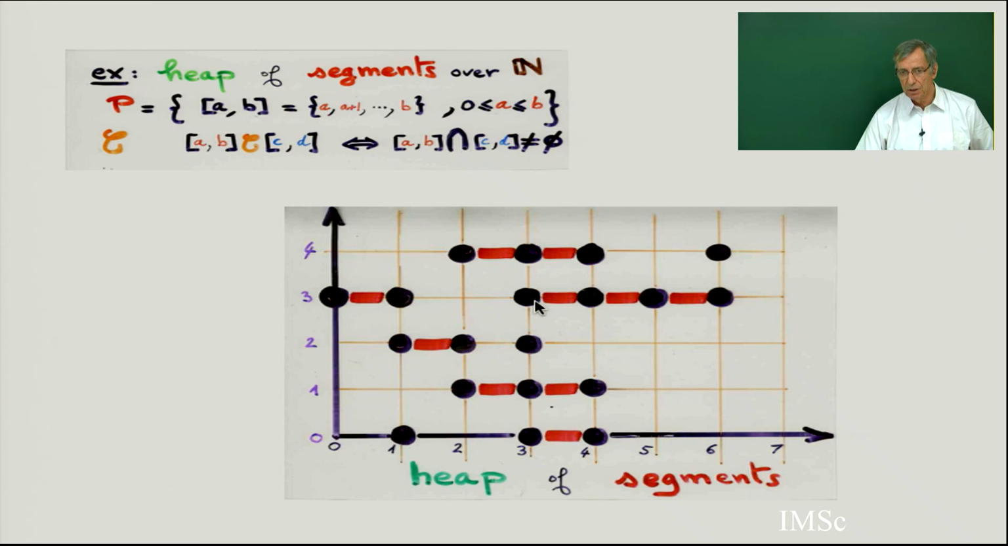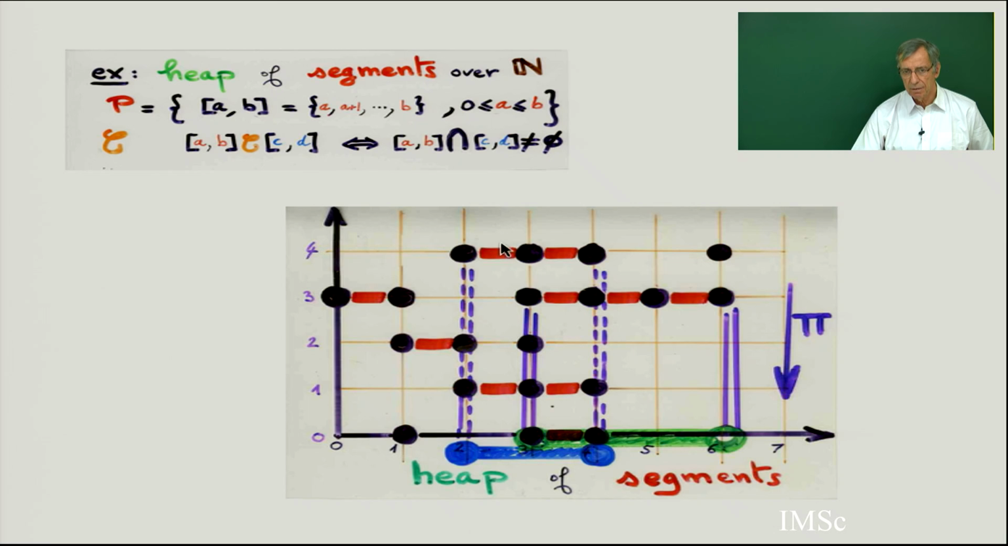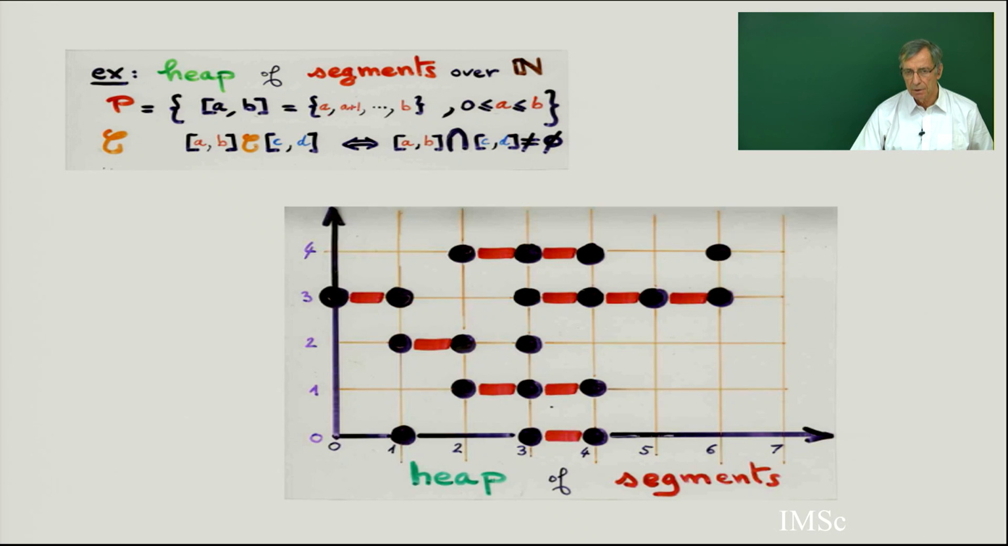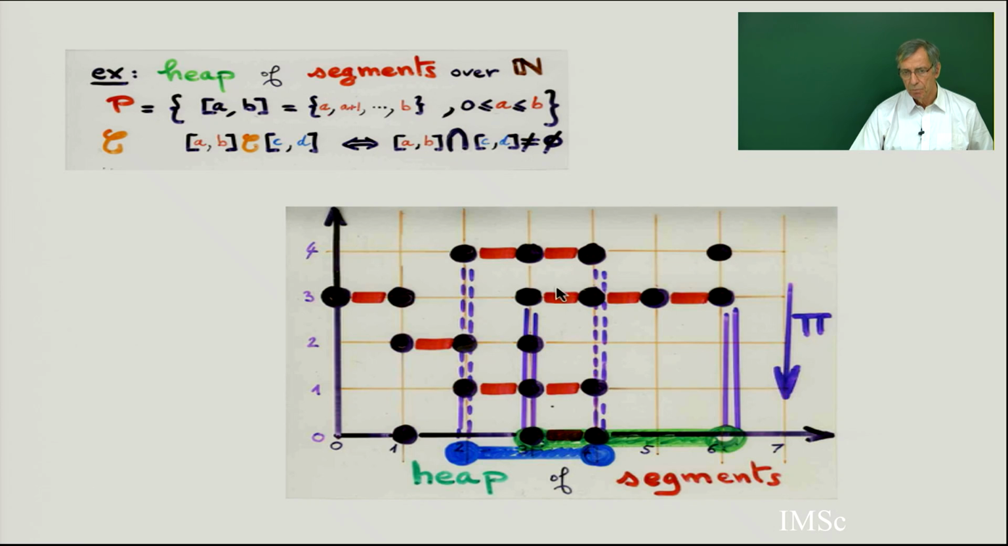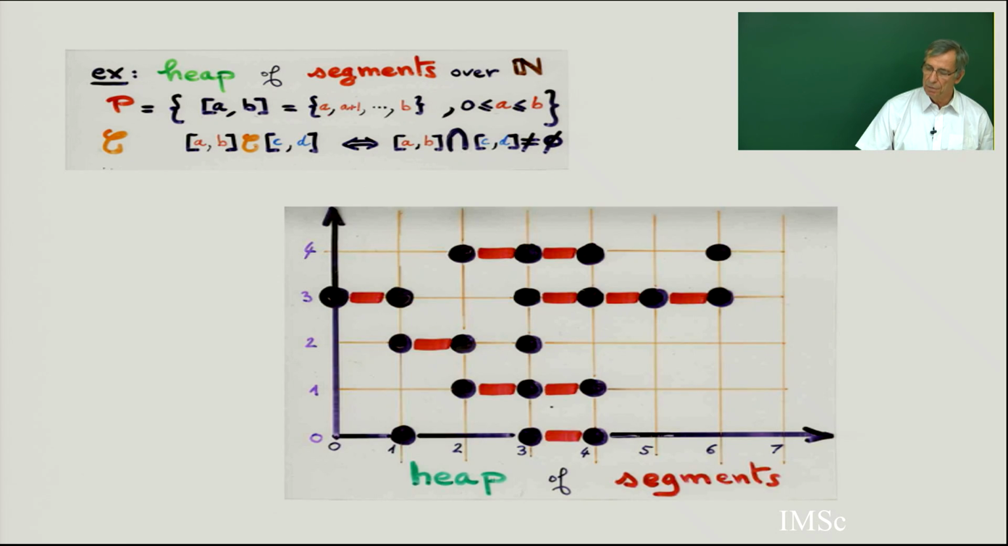Now the second condition tells you this. Here is a segment at level 4. There must be another segment at level 3, like this one, such that the projections, here in blue and green, the two projected segments, are related by the dependency relation, which means they must intersect. So here is an example of a heap of segments.